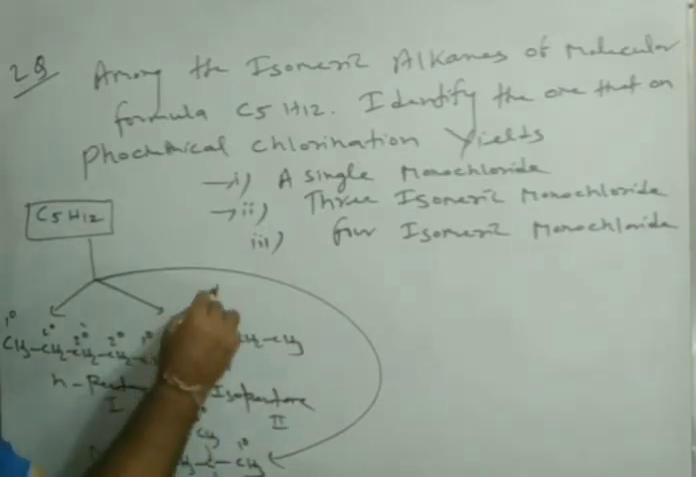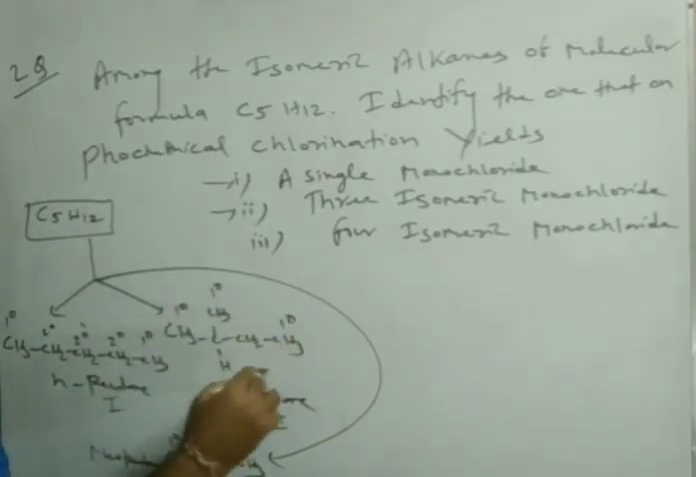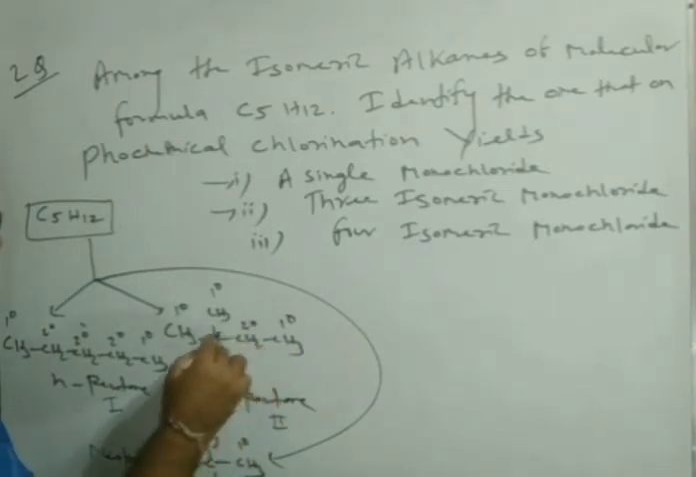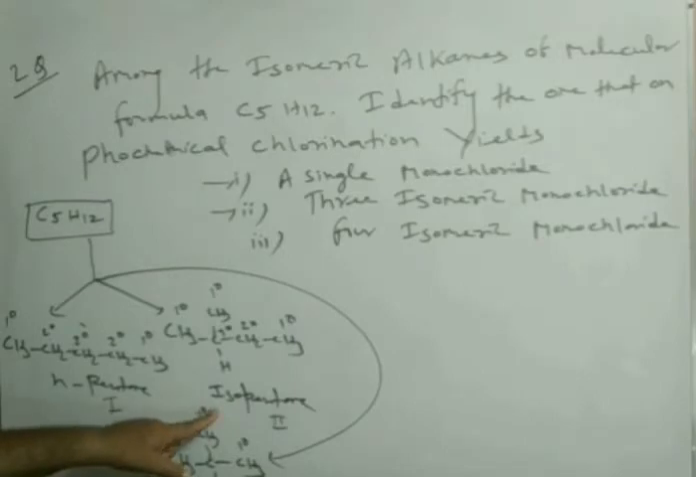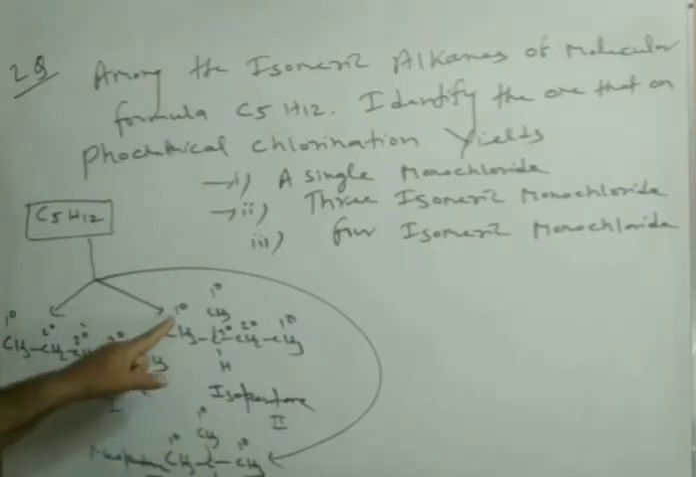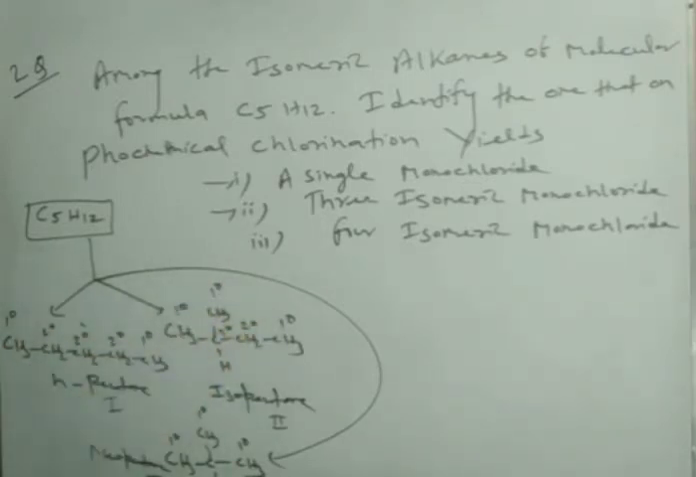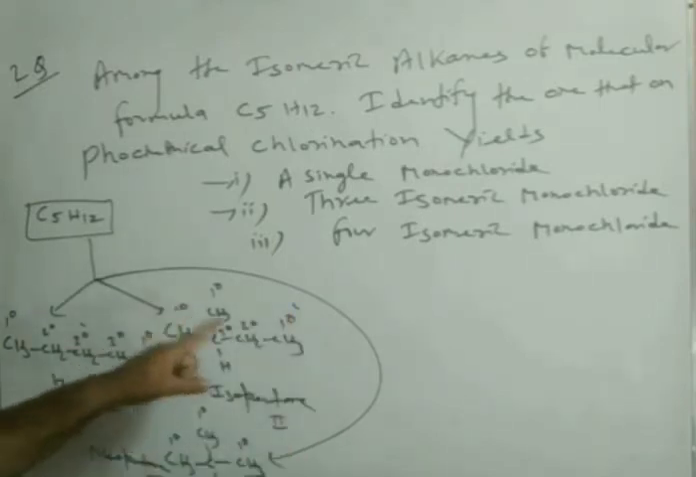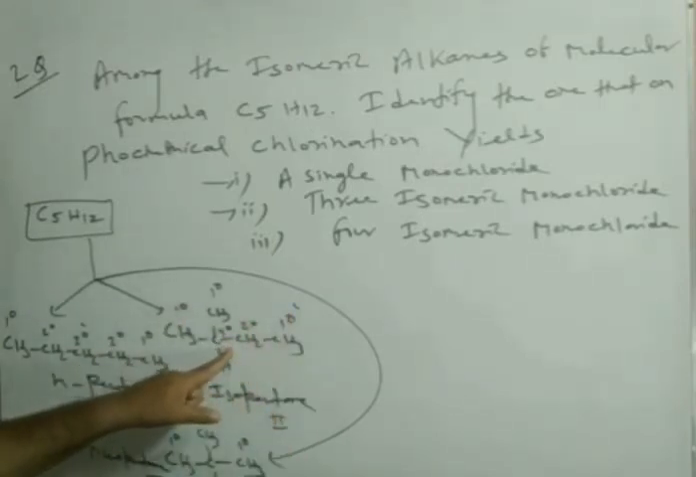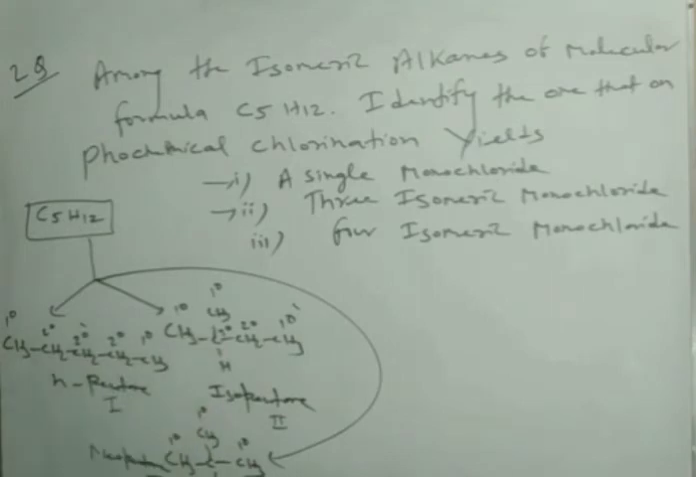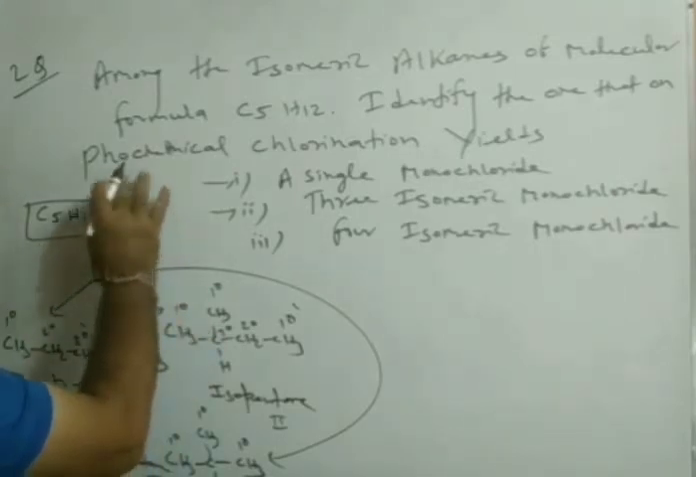If we consider isopentane, here 1 degree, 1 degree, 1 degree. All 1 degree hydrogen atoms are not similar. Suppose this is 1 degree dash. So 1 degree dash, 2 degree, 3 degree. It means 4 substitution reactions are possible when this chemical is treated with what? Halogen, that is Cl2 in presence of UV light. So a single monochloride is obtained if we write down what?